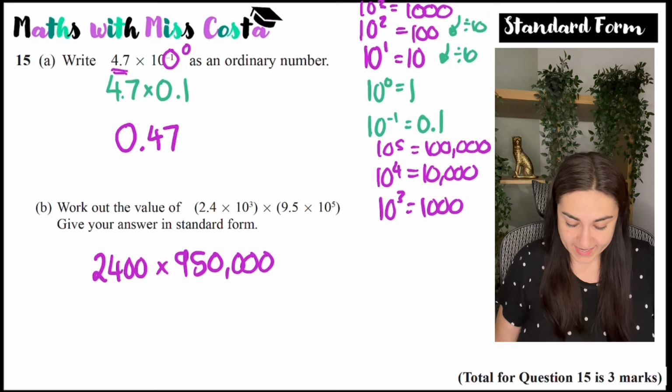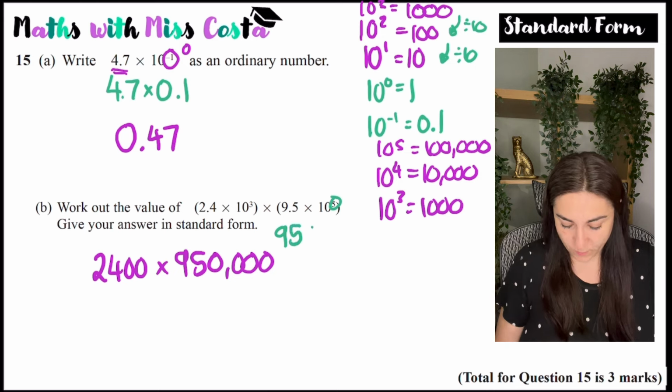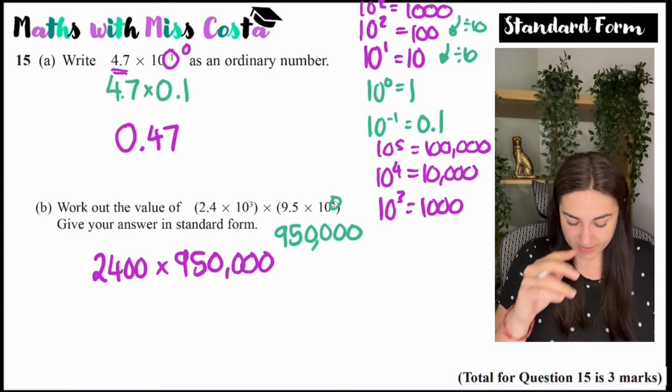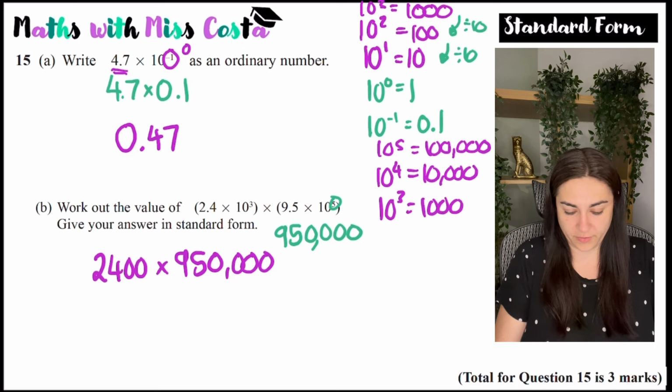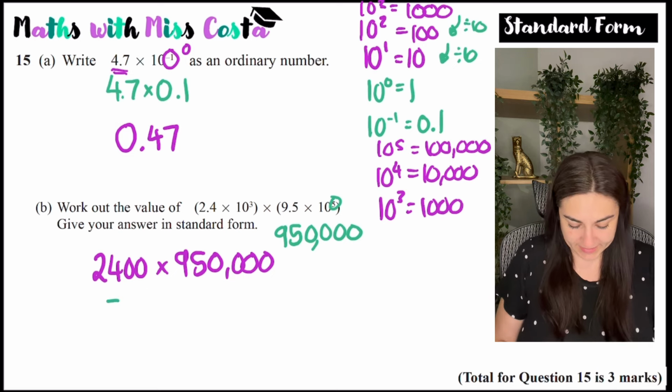The shortcut way is to think, okay, I start writing my digit 9, and then I need 5 digits after it because it's to the power 5. So 1, 2, 3, 4, 5. And that's how you do that. So I could type this into my calculator, 2,400 times 950,000.